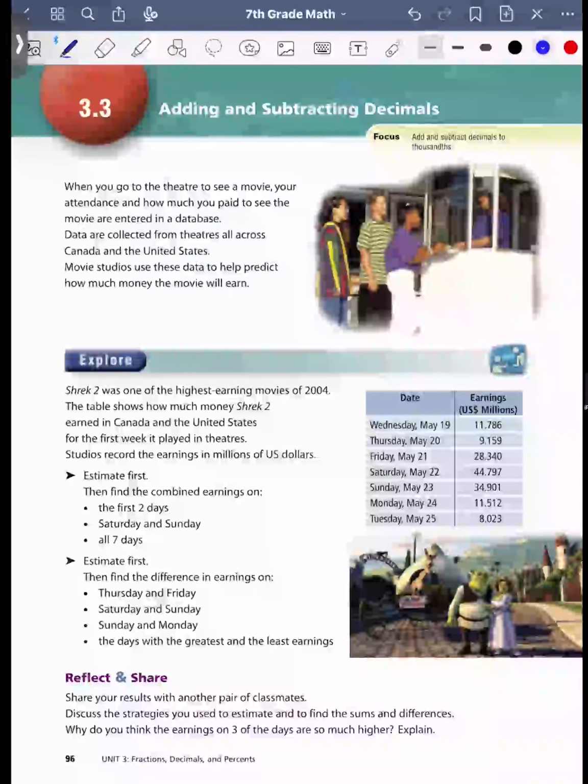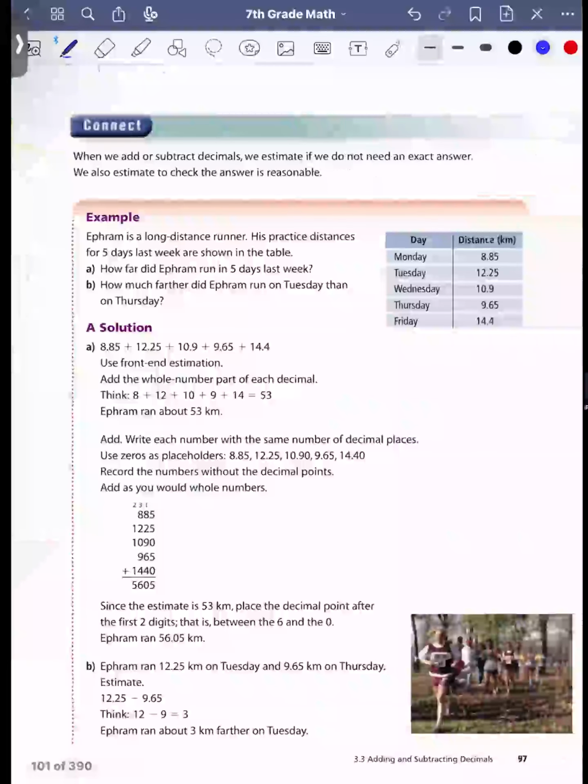Today we're going to learn how to add and subtract decimals. We're going to learn 소수의 덧셈과 뺄셈. Let's start with an example right here. Ephraim is a long distance runner, and his practice distances for 5 days last week are shown in the table right here. Number 1, how far did Ephraim run in 5 days last week?